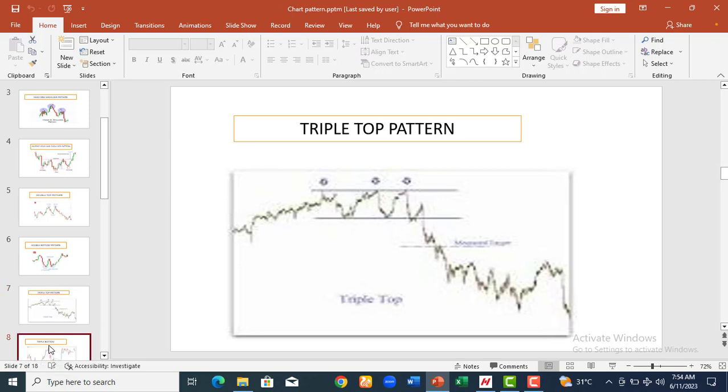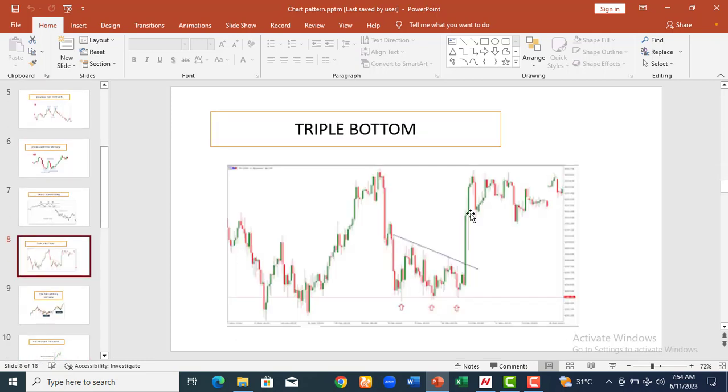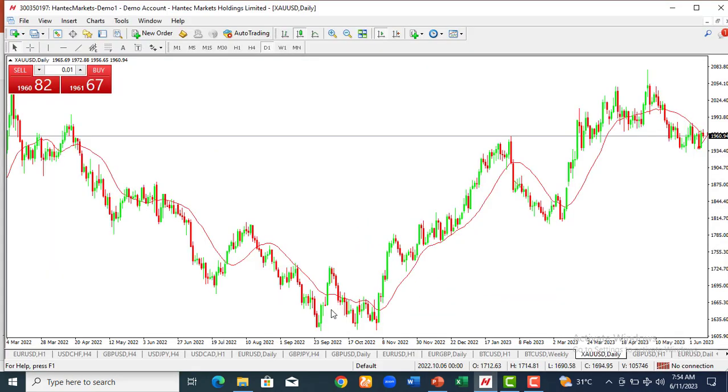This one is found at the resistance zone, while the triple bottom is found at the support zone. You can see 1, 2, 3. I will quickly show you a good example of this. Look at 1, 2, 3. This is simply known as triple top bottom. It must not be the way you find it on the slide or you saw it on my slide. It must always play out in the forex market. So this is a triple bottom.